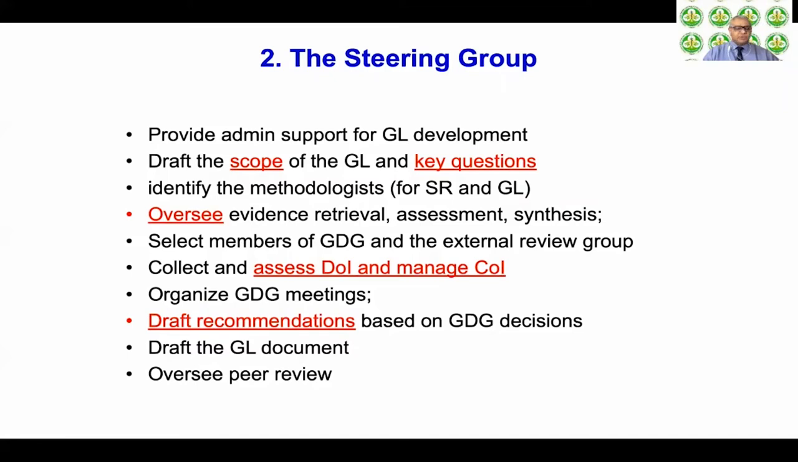So the steering group is a very key important body who has a great stake in the process of guideline development right from the beginning, right through to its end point.